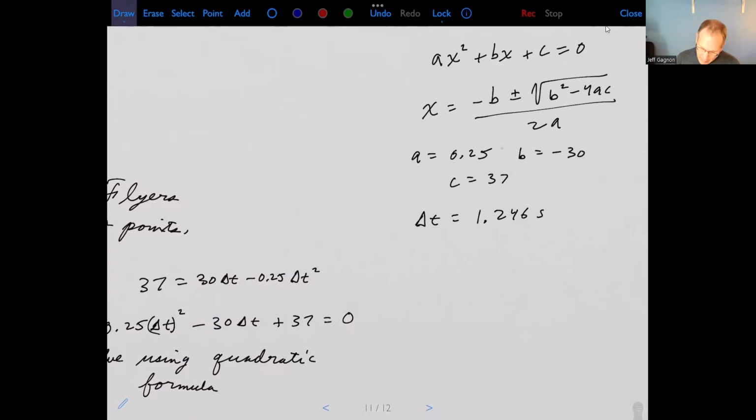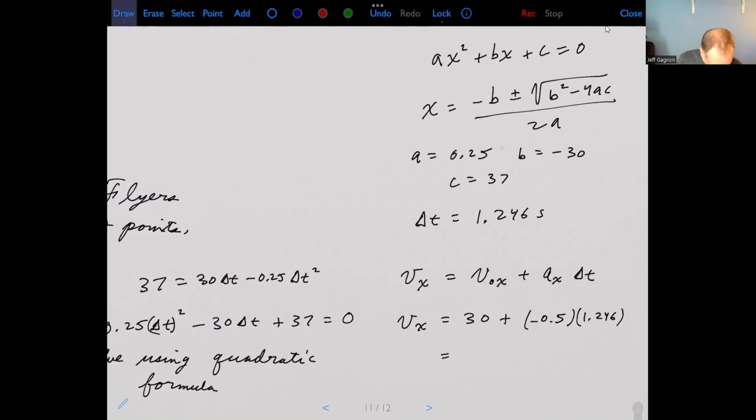Once you have that, then to find the velocity as it crosses the goal line, we can just use this equation now. So the final velocity as it crosses the goal line is equal to the initial velocity plus a times delta t. And now the delta t I want to use is the time it took just to get to the goal line, right? Which is 1.246. So this is going to be 30. That was the initial speed of the puck. Acceleration was still negative 0.5. And now the time is 1.246.